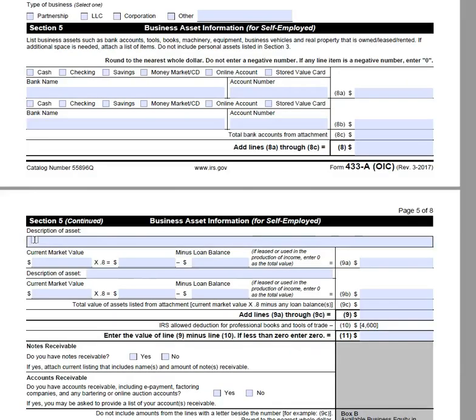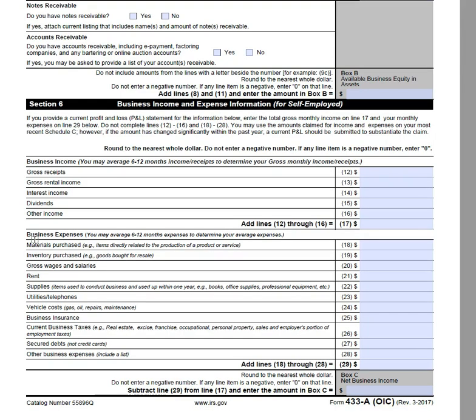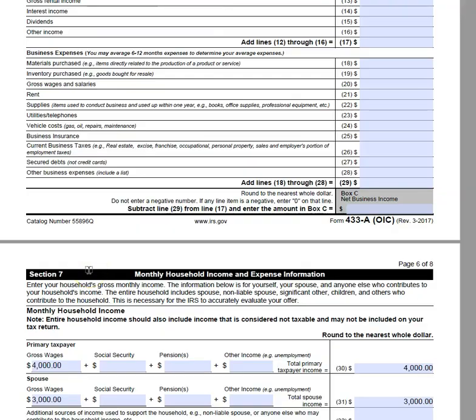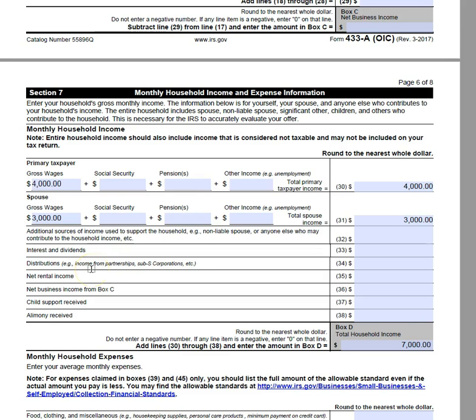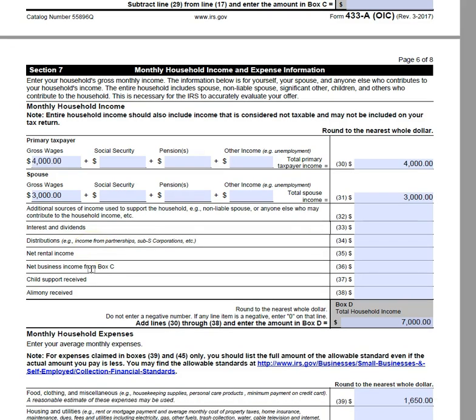That's going to be your section 5. Section 6 is basically going to come off your profit and loss if you're self-employed, so you'll plug those numbers in there. And then we get to section 7, which is going to be our monthly household income and expense information. In this case, we're going to put in that the taxpayer makes $4,000 gross wages a month and the spouse makes $3,000 gross wages.